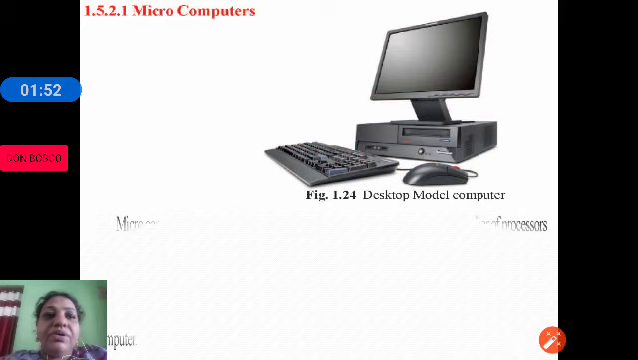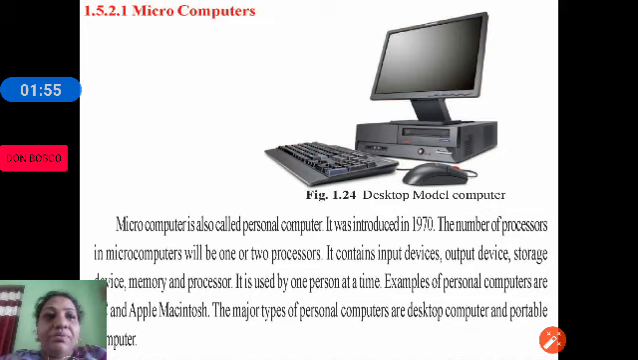So microcomputer, you can see on the screen there is a keyboard, mouse, CPU and monitor. Microcomputers are also called personal computer or PC. The computers we most probably use are a PC or a microcomputer. They were introduced in the 1970s. Microcomputers have one CPU. It contains one input device, output device, storage, memory and a processor. It can be used by one person at a time.